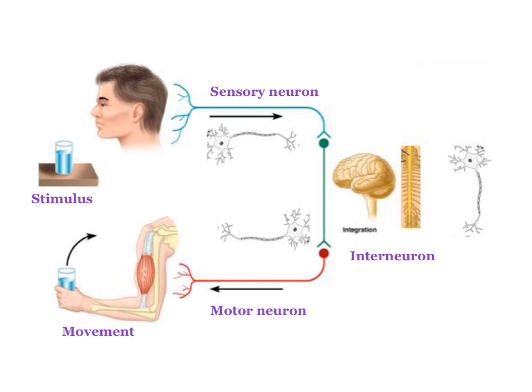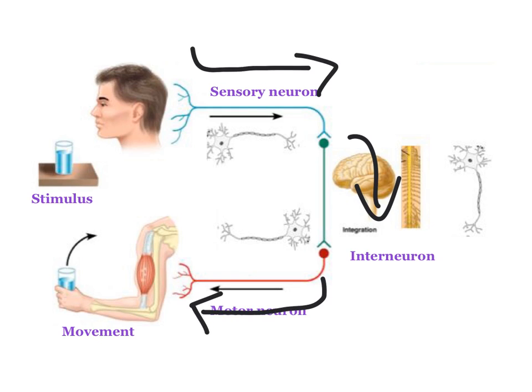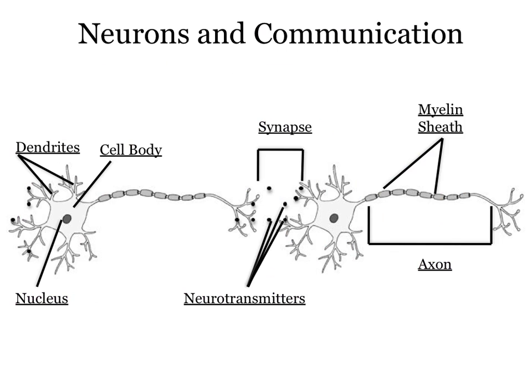So if you put those three things together, we have sensory neurons sensing information, interneurons processing it, and those interneurons could be either in the spinal cord or the brain, and then motor neurons sending a signal out telling the body what to do with that information.